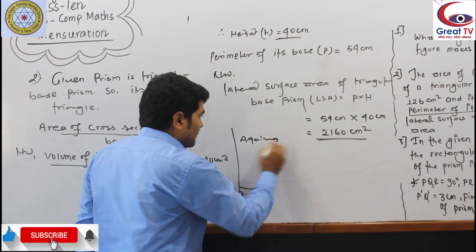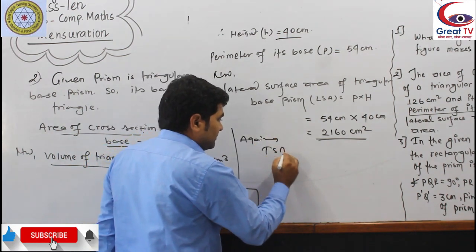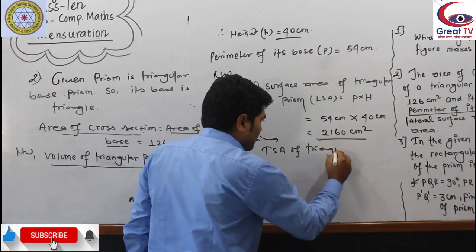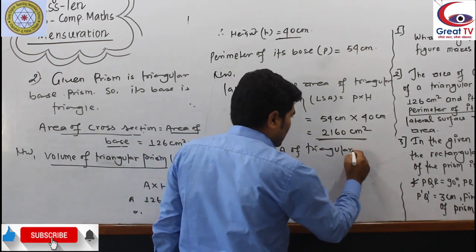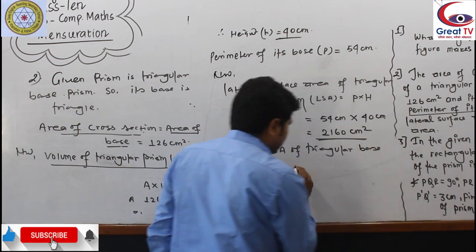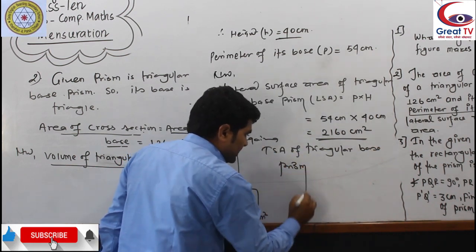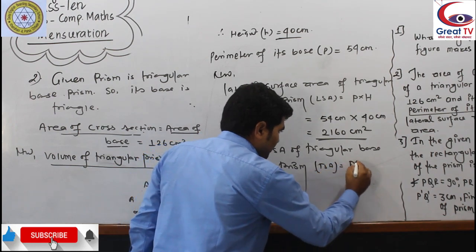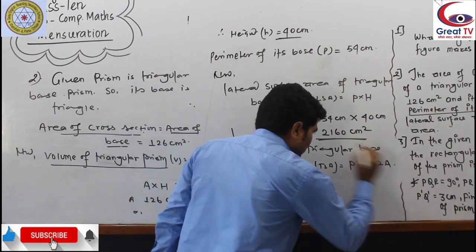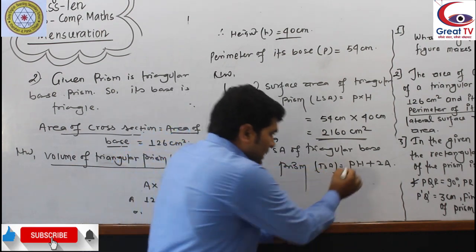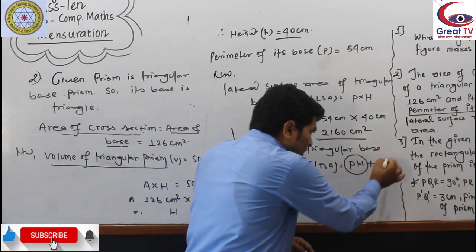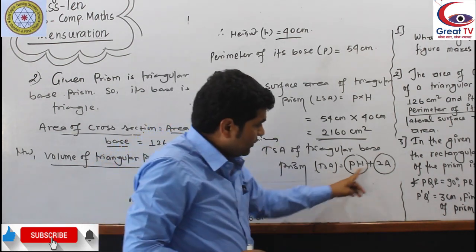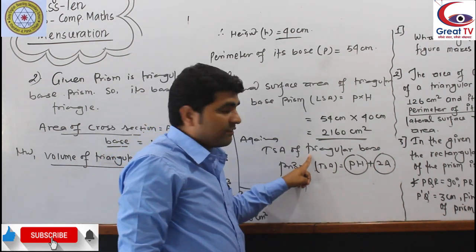Again, TSA of a triangular base prism. TSA equals PH plus 2A. PH is the lateral surface area, and 2A is 2 times the area of the base, because it has 2 bases. So we can apply this formula to find the TSA of that prism.